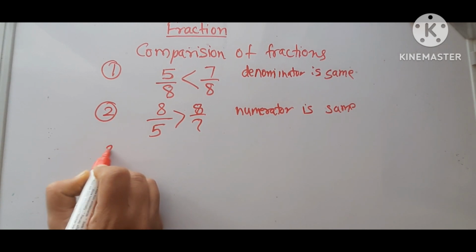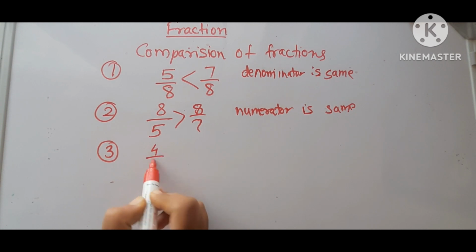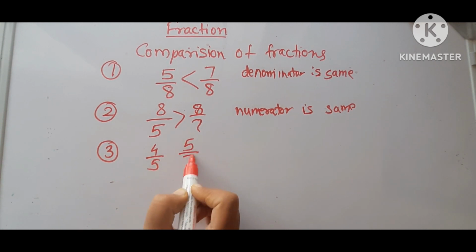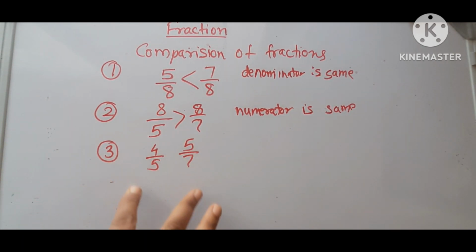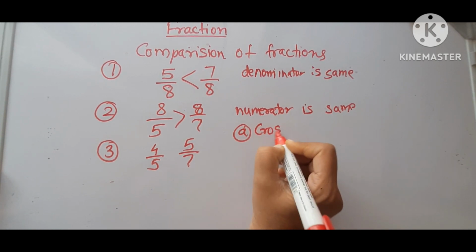The third type of fraction comparison is when the numerators and denominators are not the same. Suppose they have given us the numbers 4/5 and 5/7. Here the numerators are different and the denominators are also different. In this case, how can we compare the fractions? There are two methods to do that. The first method is cross multiplication.